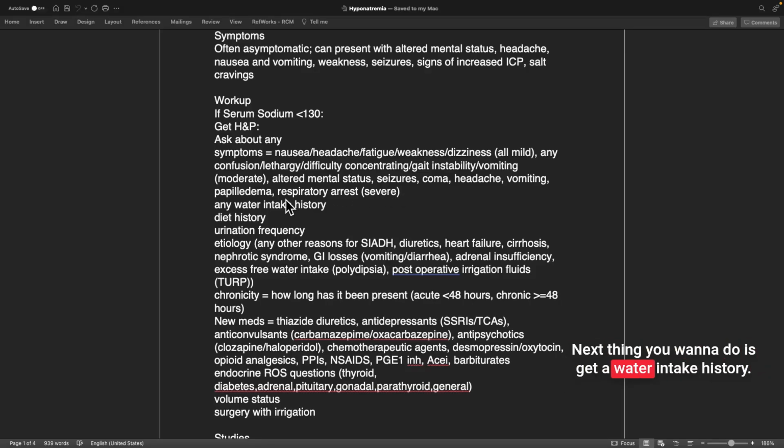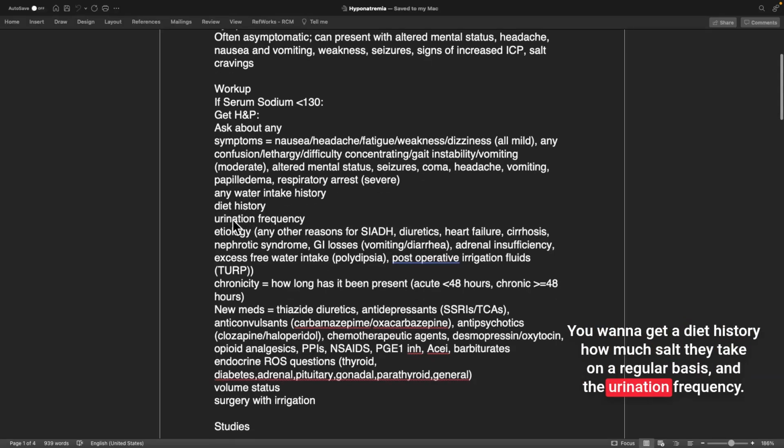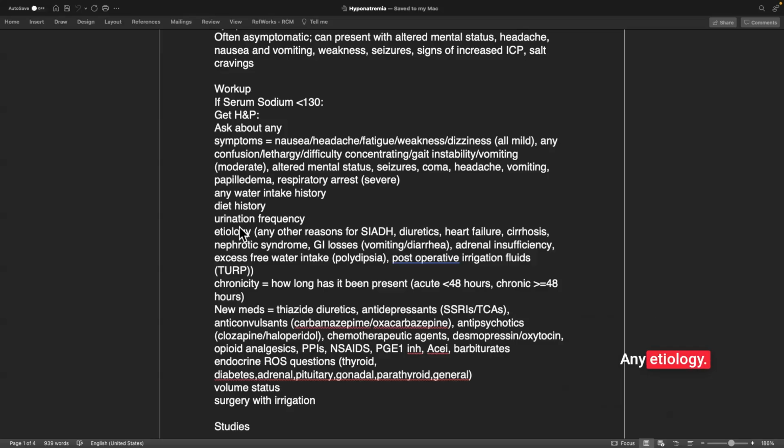Next thing you want to do is get a water intake history. You want to get a diet history, how much salt they take on a regular basis, and the urination frequency, whether they have increased urgency, whether they have a backup of fluid in their bladder, overflow incontinence, or any signs of stress incontinence. Any etiology, so any other reasons for SIADH.